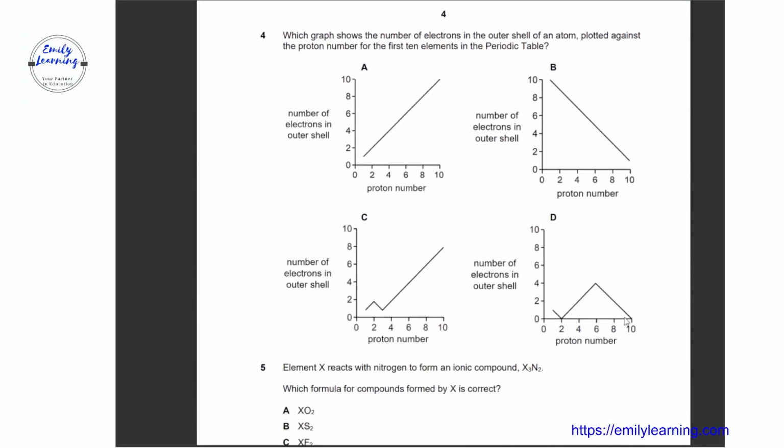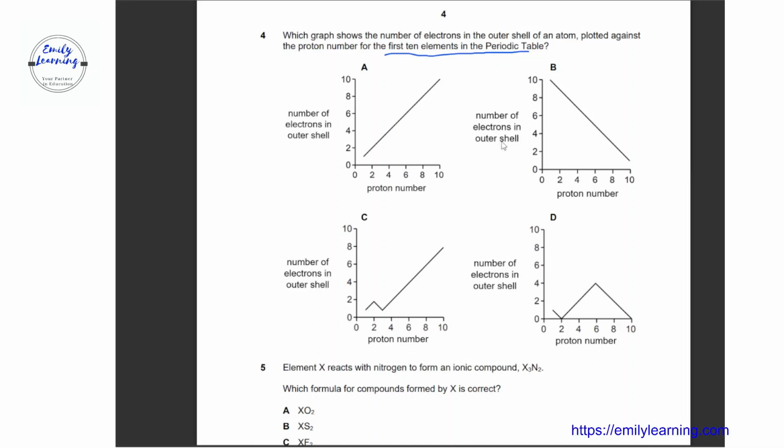Next, let's move on to question 4. Which graph shows the number of electrons in the outer shell of an atom plotted against the proton number for the first 10 elements in the periodic table? So they ask for the number of electrons in the outer shell. To determine the number of electrons in the outer shell, you just need to look at the group number. If it's in group 1, that means there's 1 valence electron in the outermost shell. If it's group 2, 2 valence electrons in the outermost shell.